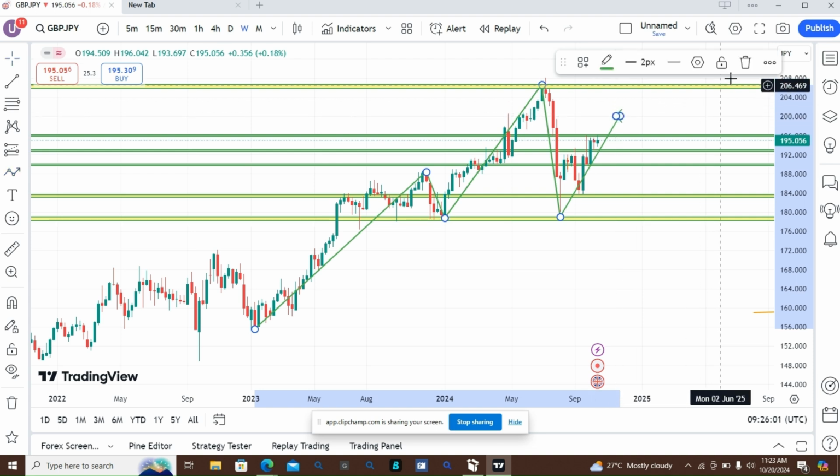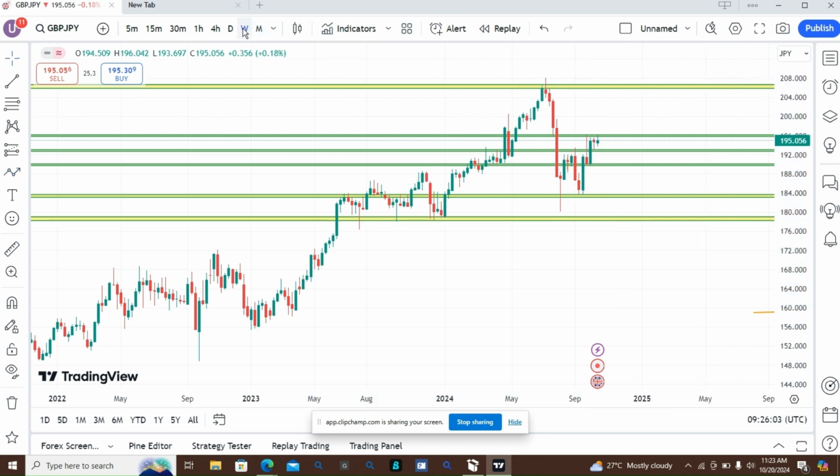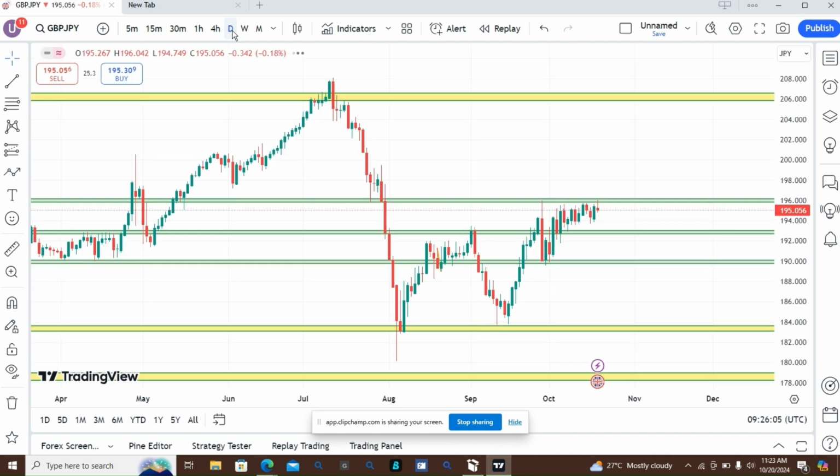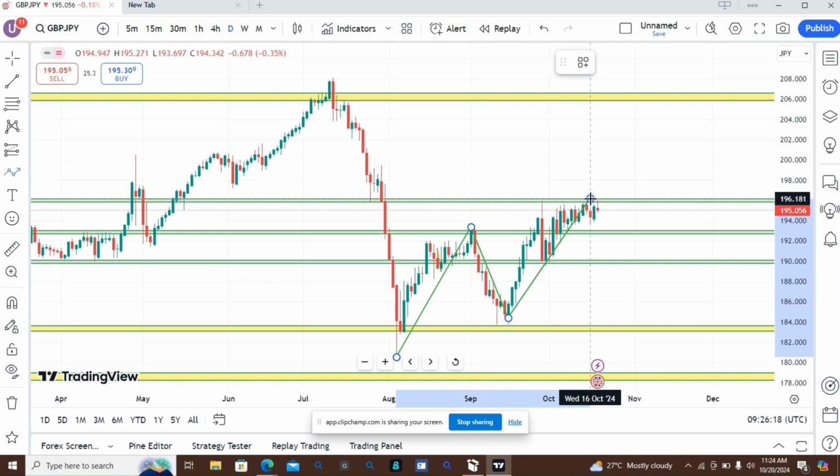So let's go to the daily time frame and see how we can trade this towards the direction the market is moving. The daily time frame is supporting the weekly time frame by creating higher highs and higher lows. You can see it here, creating another higher high. So maybe GBPJPY can pull back to this zone before going in this direction. But our interest is to buy. And where are we expecting to buy?